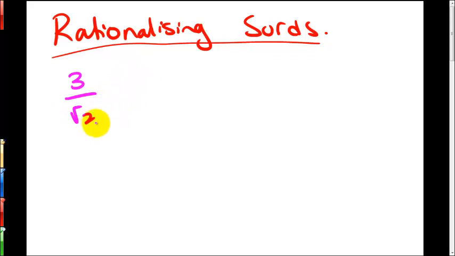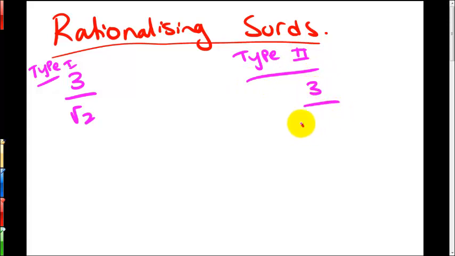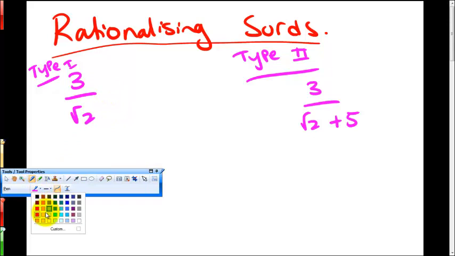Actually, there's 2 types. So we're going to have a look at type 1. So this is type 1 case. And then later on, we'll have a look at type 2 cases, which is something like this. The only difference is that I've got a plus or a minus, an extra little bit on the denominator. As we can see, the top's still the same. It doesn't make a difference on the numerator. It's the denominator that's different. So we're going to focus on type 1 for now.